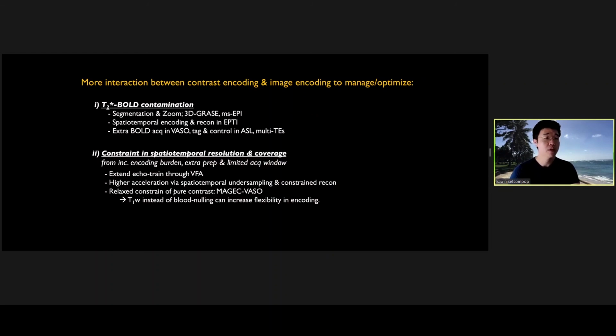Another issue that you have to deal with is in terms of constraint on achievable spatial temporal resolution and coverage that you can achieve with these methods due to the increase in encoding burden, extra time for contrast prep, as well as limited acquisition window. A number of approaches are being proposed to fix this, including extended echo train to variable flip angle, spatial temporal encoding, and clever sequence design by moving away from blood nulling to T1 weighted sequence in MAGIC VASO, for example.